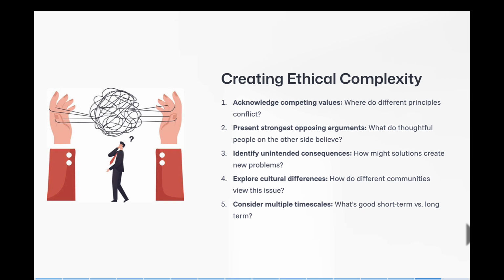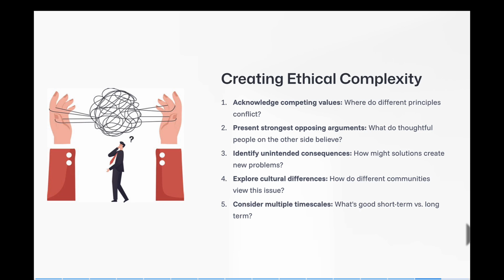You can first acknowledge competing values. So where do principles conflict? Second, you can present strong opposing arguments. What do thoughtful people on the other side believe about this? You can third, identify unintended consequences. So how might solutions create new problems? You can fourth, explore cultural differences. So how do different communities view this issue? And fifth, you can consider multiple timescales. What's good short-term versus long-term? How have we dealt with this at different historical points?